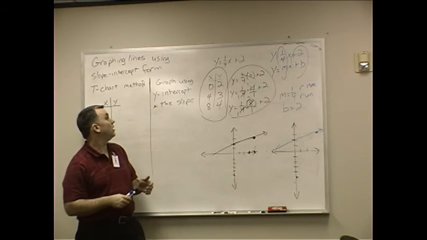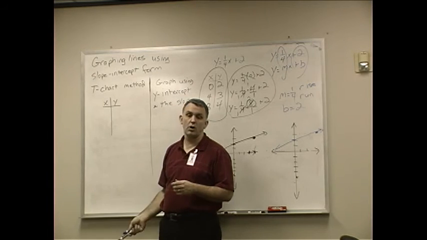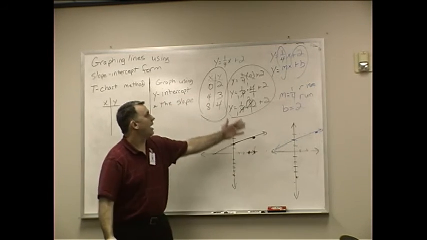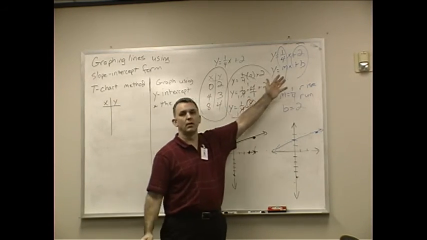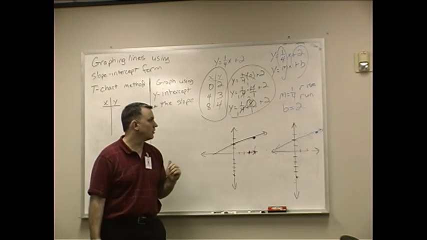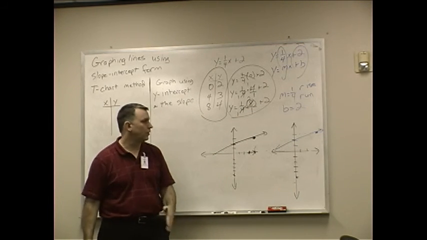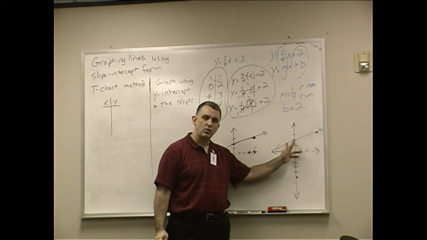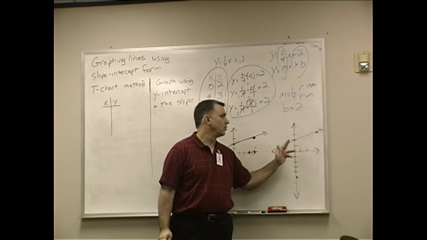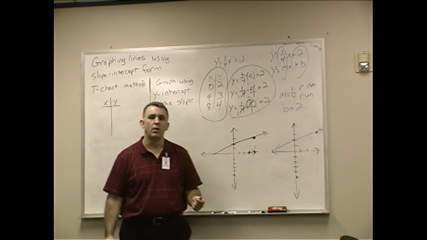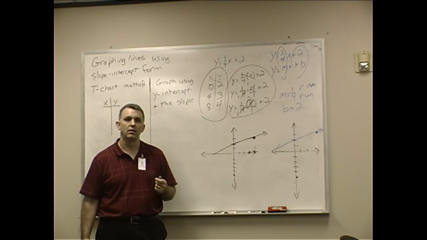So if you want to continue to do the T-chart method, it will work. I highly recommend you get in the habit of using the slope and the y-intercept. It's a lot more powerful. You just have to find your y-intercept, count out your slope, boom, boom, boom, you got your equation of a line. Good luck.